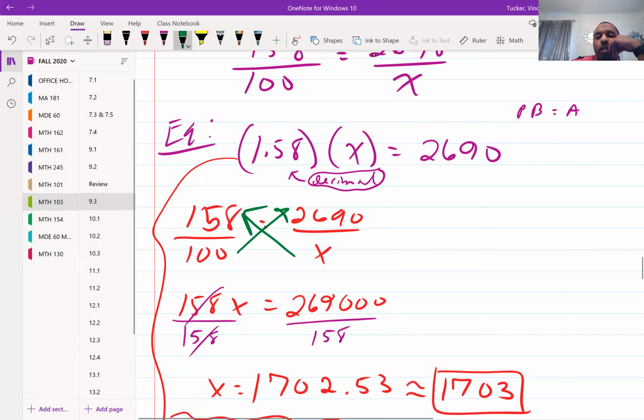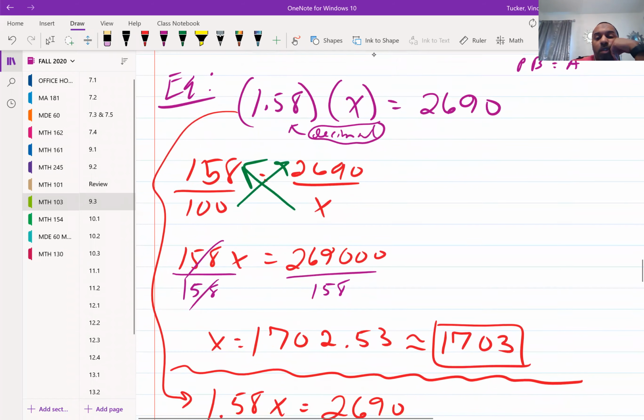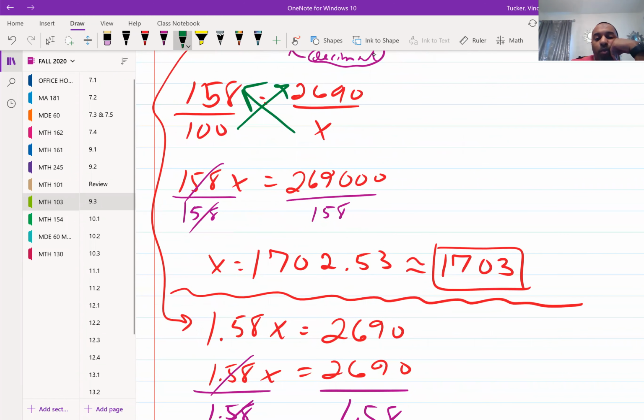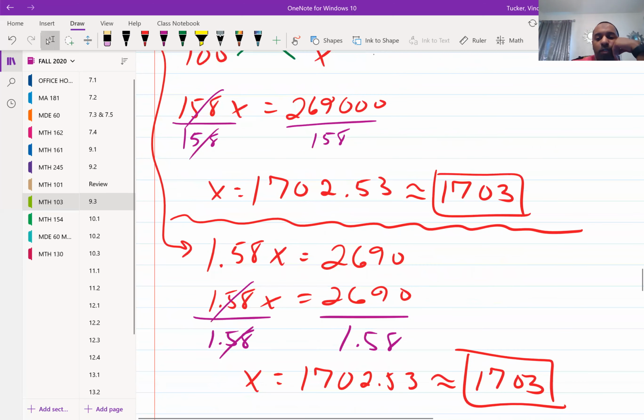And then here, PBA, a way to remember it: percent times base equal to your amount. So I went ahead and solved that. I have 1.58x equal to 2690. That's down here. Then I divided by 1.58, which still gives me 1703 as an answer. So either way, whether you use a proportion or just set it up as an equation, you should still get the same answer.